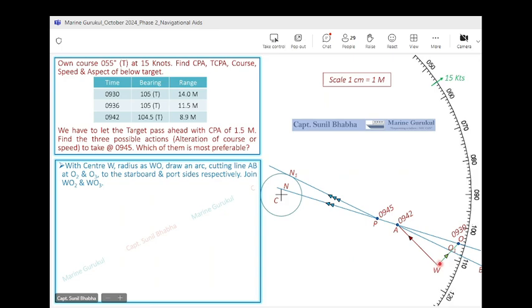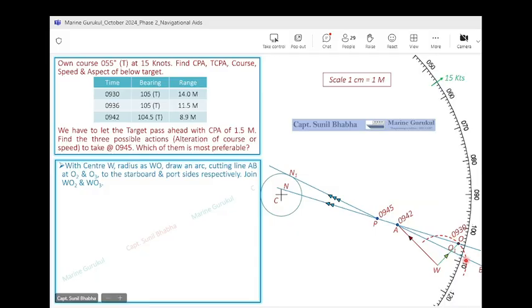center our compass at point Whiskey. With center at Whiskey and radius equal to WO, we draw an arc. You can see the red color arc coming up on the plot. Now this arc cuts the line AB, which is parallel to our new line of approach. The arc cuts the line AB at 2 points.